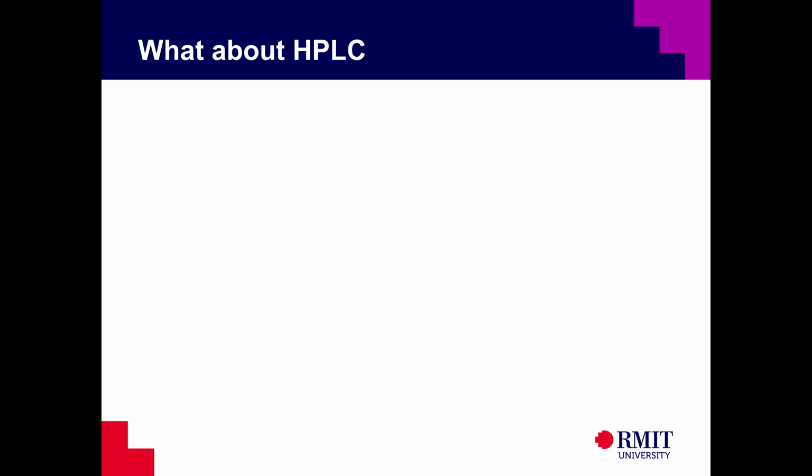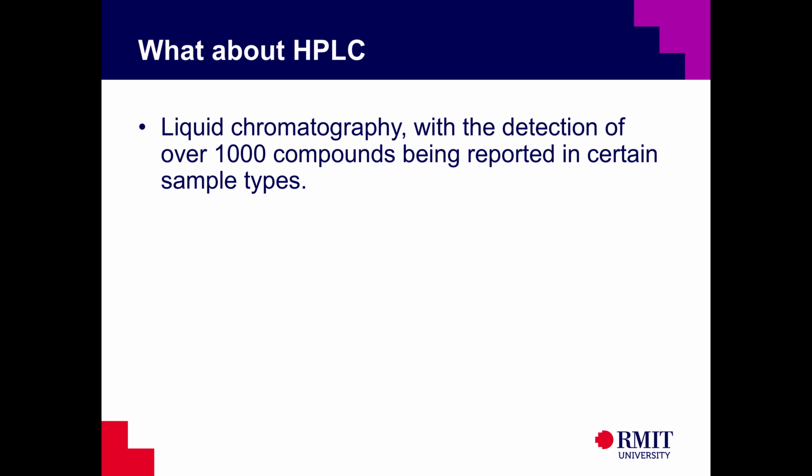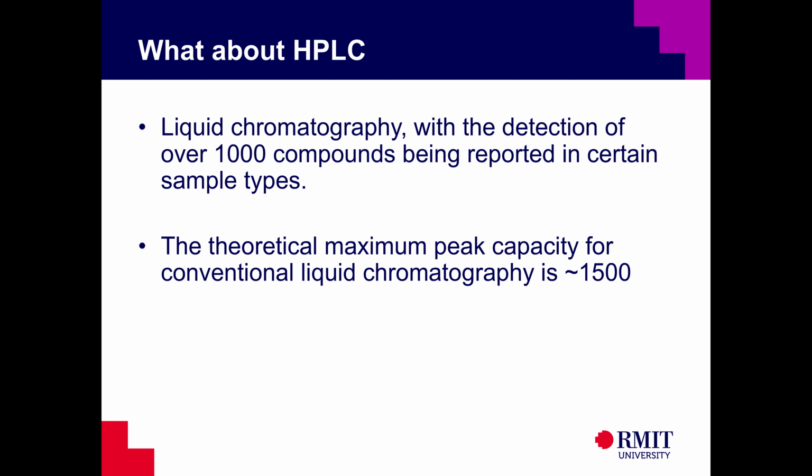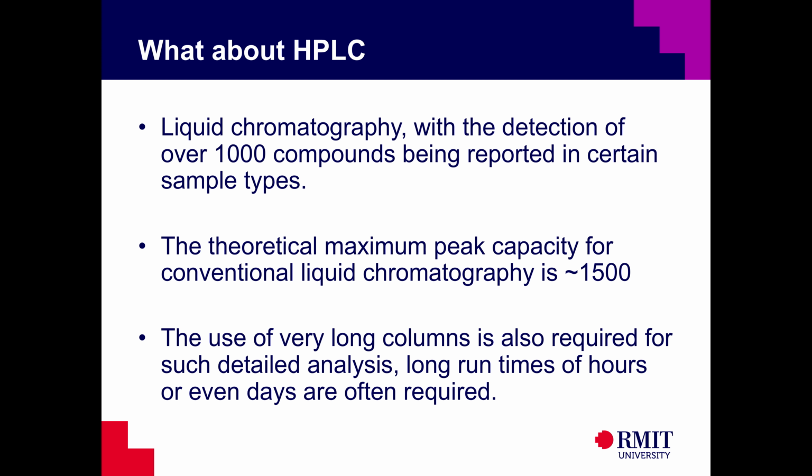So people are moving more to HPLC or liquid chromatography. And as I mentioned at the start of the talk, there have been some papers published where they have over 1,000 compounds being reported in certain sample types. But 1,000 is nowhere near the maximum number of metabolites that might be there, and the theoretical maximum peak capacity for conventional liquid chromatography is about 1,500. And you need quite a long column to do that, which means you need long run times.